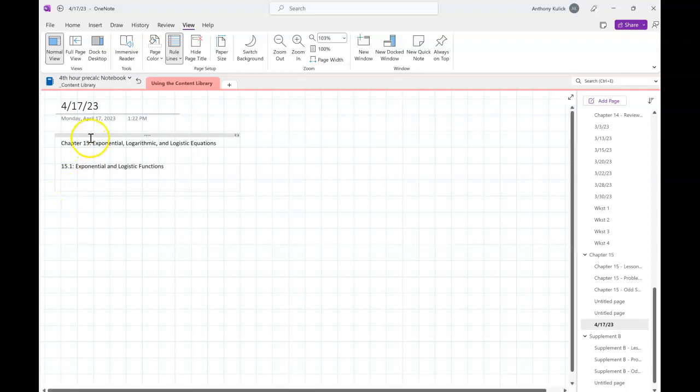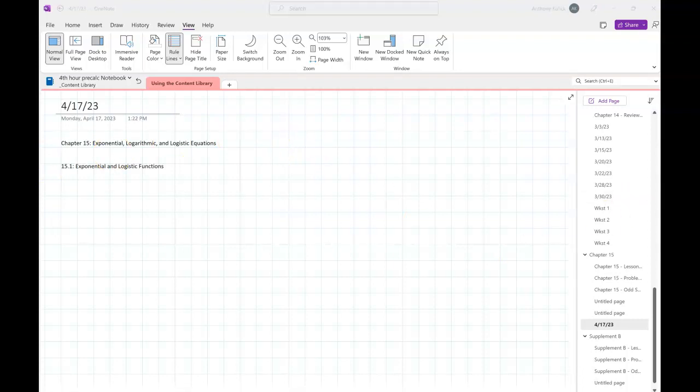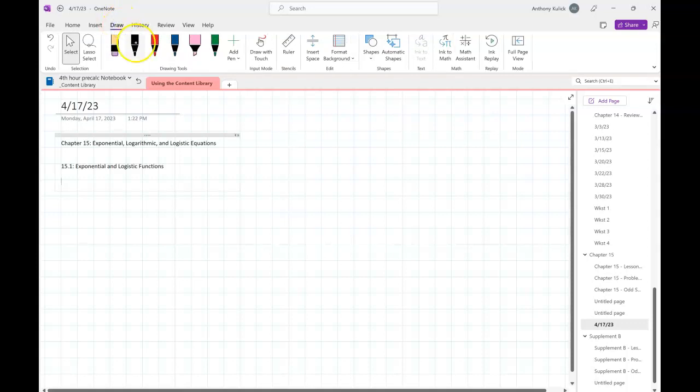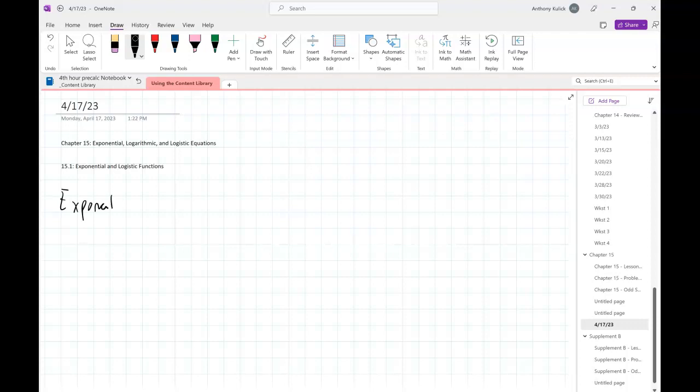All right. So chapter 15, we're going to be talking about exponential, logarithmic, and logistic functions and applications of those things. We're going to start by talking about exponential functions. So an exponential function is something that we can write in the form f of x equals a times b to the x.